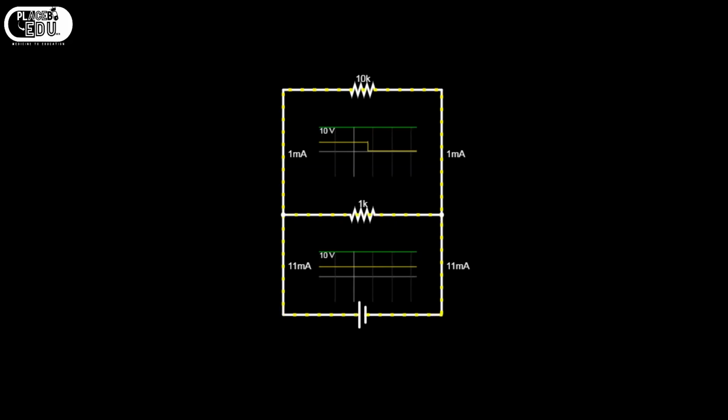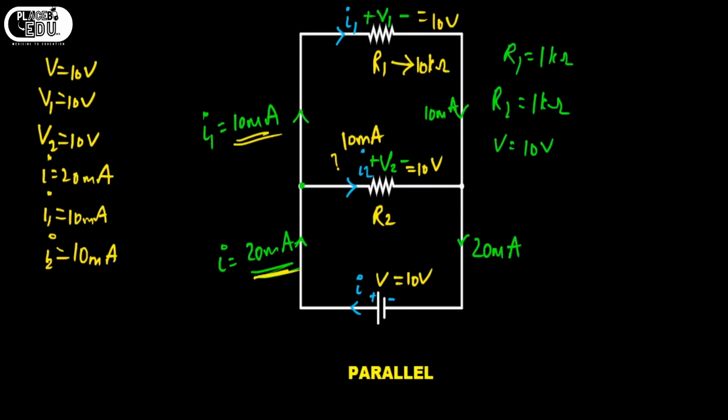Yeah, see here, observe it carefully. We have a change in current. The current has changed from 10 milliamps to 1 milliamp in the 10 kilo ohm resistor. So I'm writing all this on our question. The current in the 10 kilo ohms resistor is I1, so it changed from 10 milliamps to 1 milliamp.